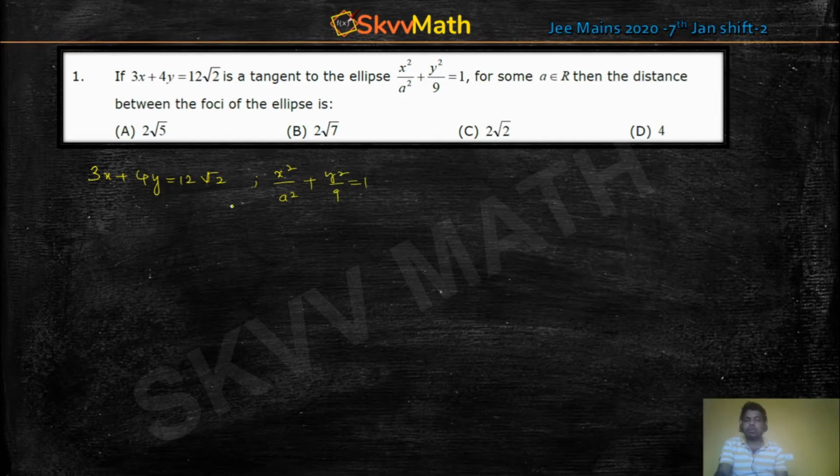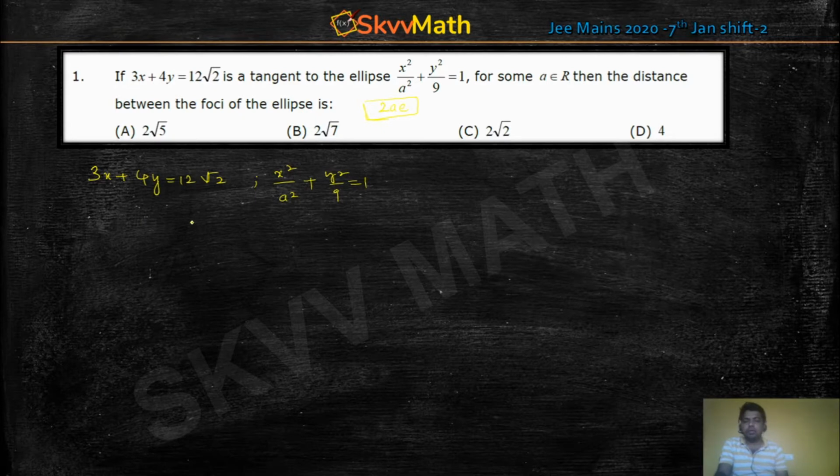Here I'll show you how to solve this problem in two methods. First one: the line 3x plus 4y equals 12 root 2 is a tangent to this ellipse. We have to find the distance between foci. The distance between foci is 2ae. Here we don't know the value of a as well as we don't know the value of e. So the important thing is to first find the value of a, then you can easily find e, from which you can find the distance between foci. So first we concentrate on how to find the value of a.